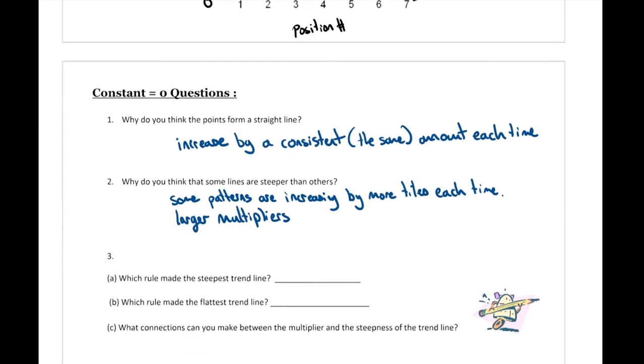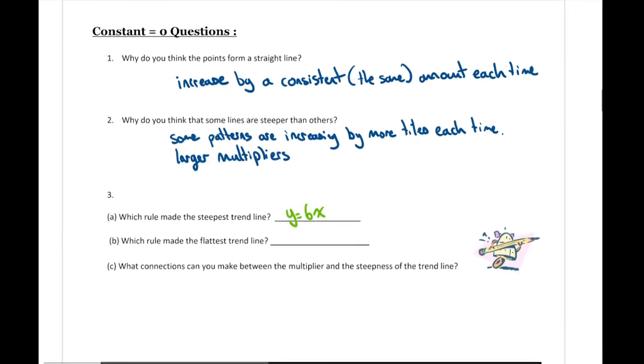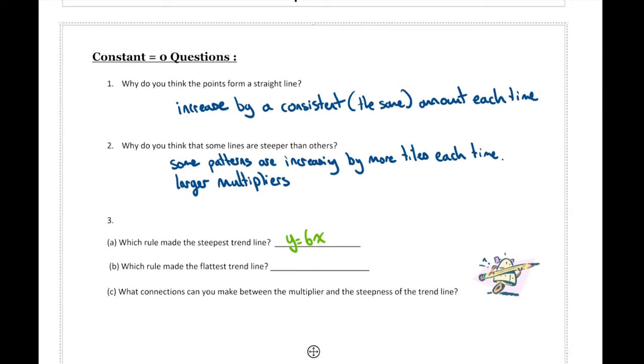So which rule made the steepest trend line? In this case, it was y equals 6x. Might as well keep it color-coded. Which rule had the flattest trend line, or the flattest line? Here we'd say y equals 1x.